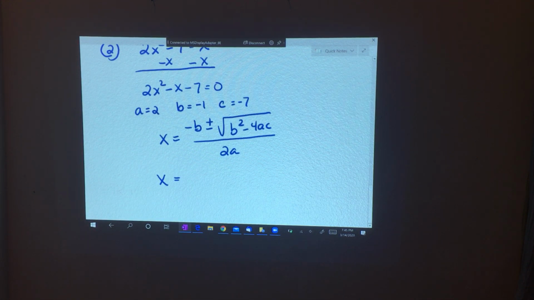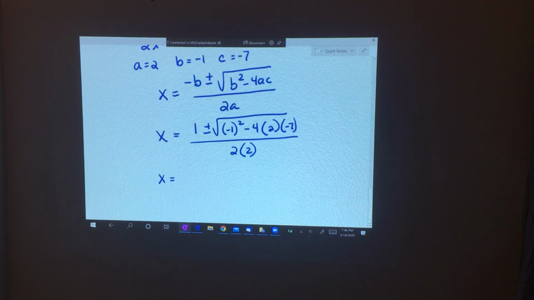So b is negative 1, so the opposite of that would be 1. Plus or minus b squared would be negative 1 squared, so I'll put that in. See, I'm taking my time, showing my work, plugging in all of the numbers. This is something you must do because it's too easy to make a mistake. So a is 2 and c is negative 7, over 2 times a, which is 2.